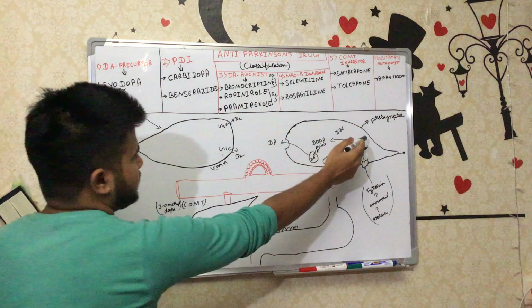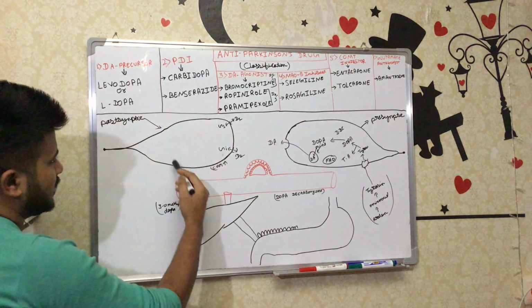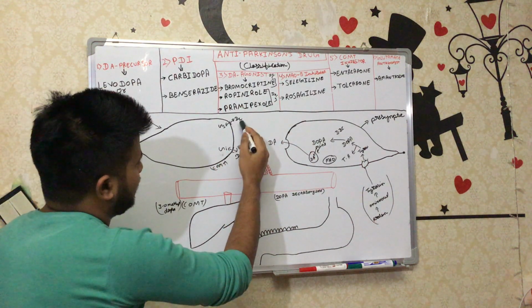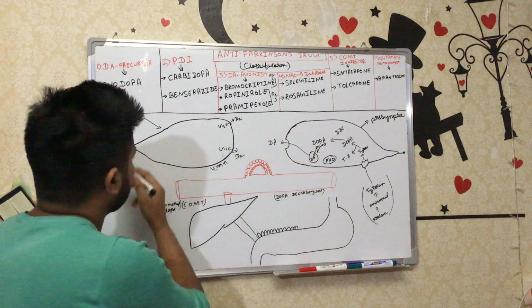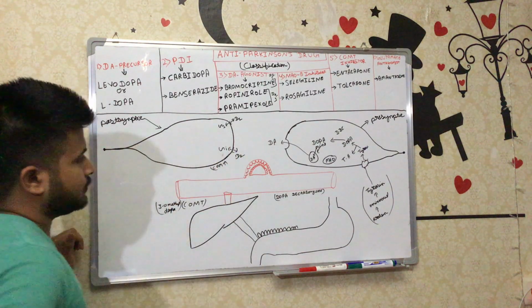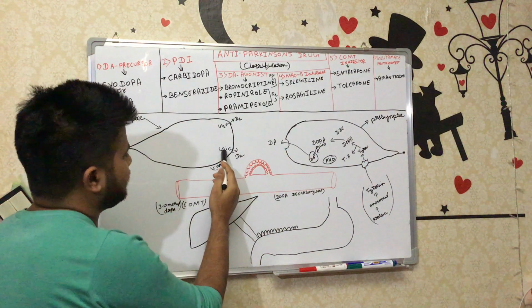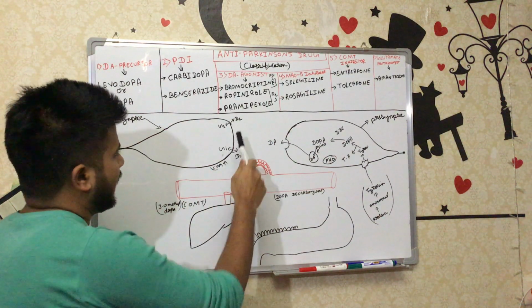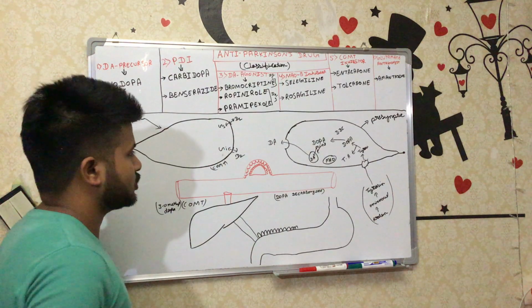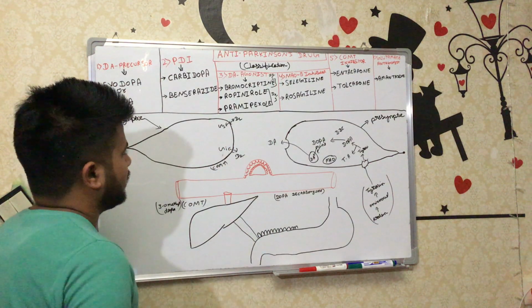This is the presynaptic, this is the postsynaptic. In the postsynaptic there are receptors, D1 and D2, and dopamine binds to the receptor and then the function moves on. The D2 receptor is coupled with the G inhibitory protein, and the D1 receptor is coupled with the G stimulatory protein.